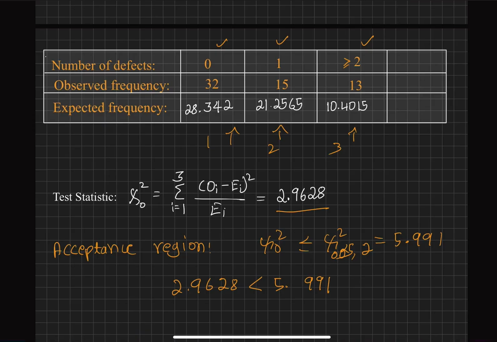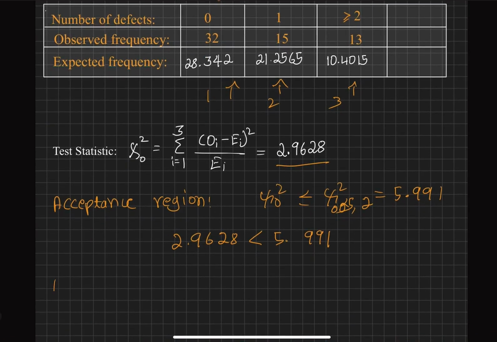Therefore, this test statistic is in the acceptance region. So we have to make a decision, that is the null hypothesis we have to accept. That is, the given data follows the Poisson distribution.